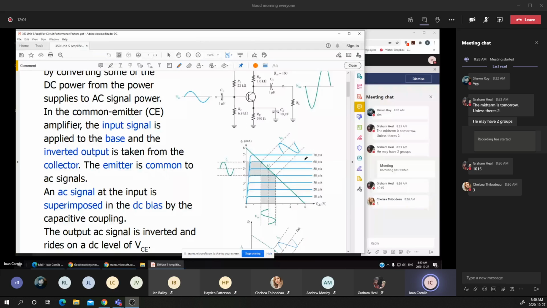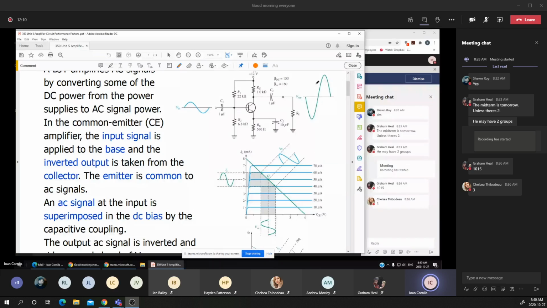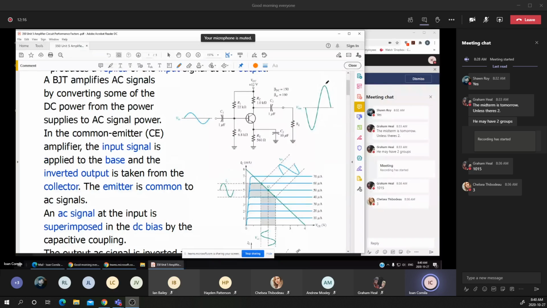Now, what's the effect of having a change in the input voltage or the input current? The output voltage or the output current is a replica of the input voltage. But you notice that the amplitude is much greater than the input, and on top of that, you notice that I'm having a phase shift between the input and the output of 180 degrees. It means that if the input is positive, the output is negative, and vice versa. If the input is negative, the output is positive.